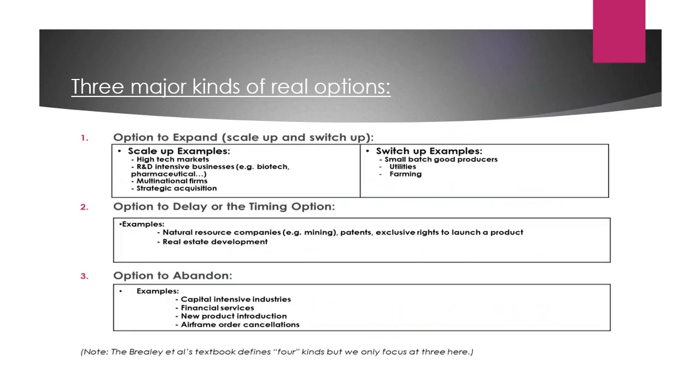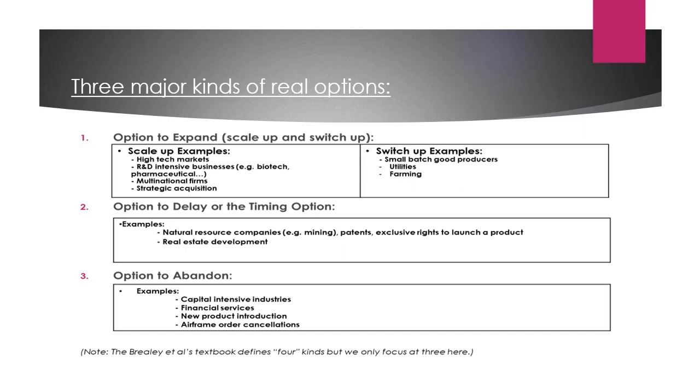There are three major kinds of real options. First, option to expand, also known as option to scale up or option to switch up. Second one, option to delay or the timing option. Third, option to abandon. Let's understand more facts about the option to expand.